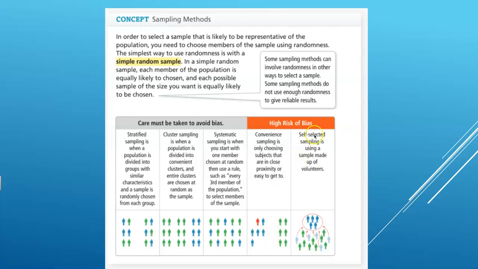Here's another one. Self-selected sampling is using a sample made up of volunteers. So again, the teacher, I might send out a survey, and whoever happens to answer that survey. I don't require it. If it's not from everybody, it might be only those who happen to answer it. So in this particular case, there were 5 that chose to be a part of that survey that I put out.